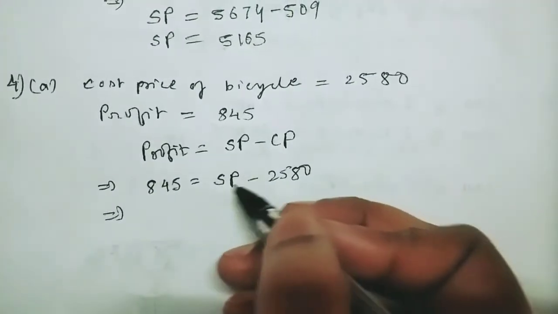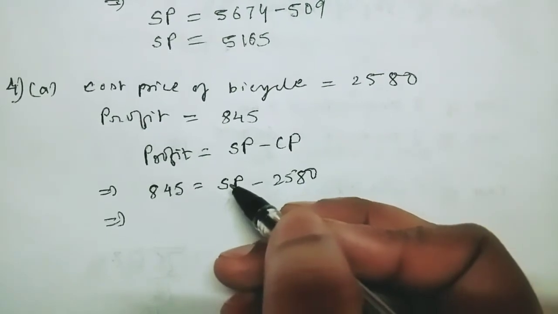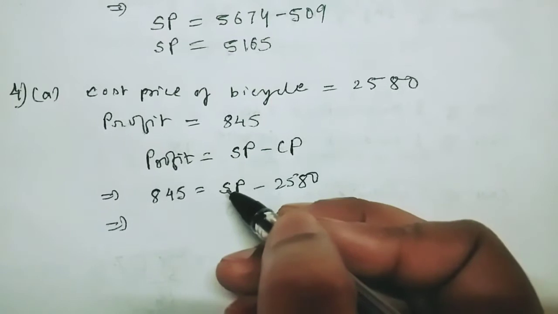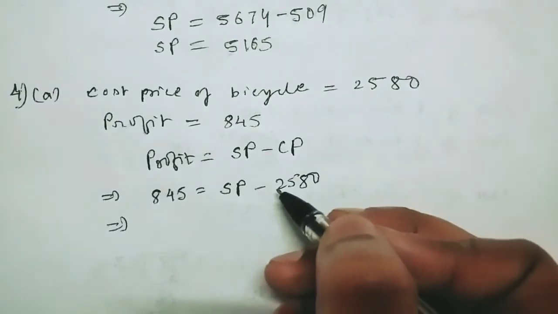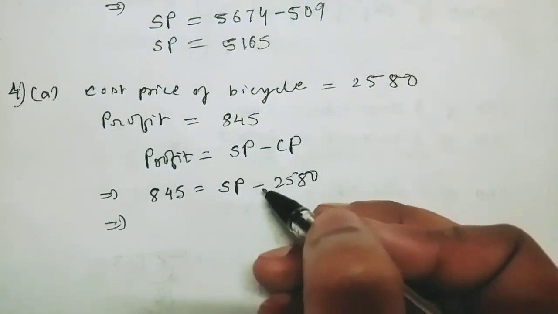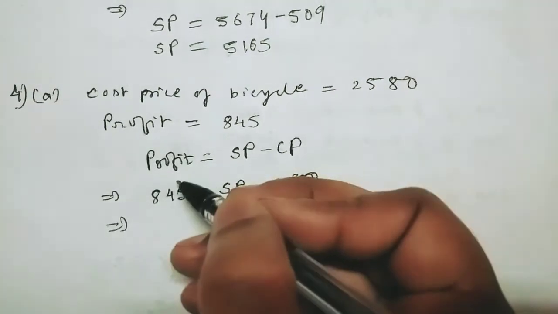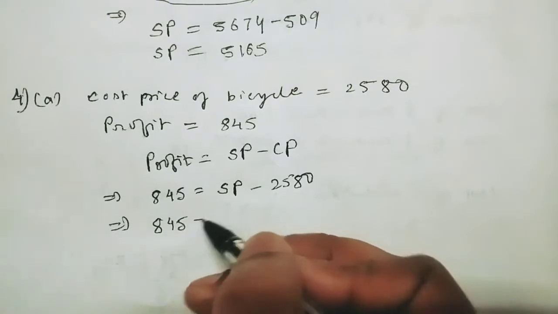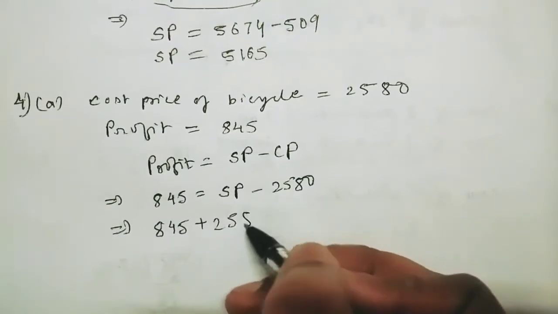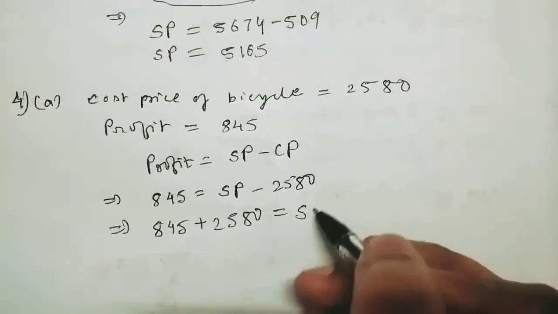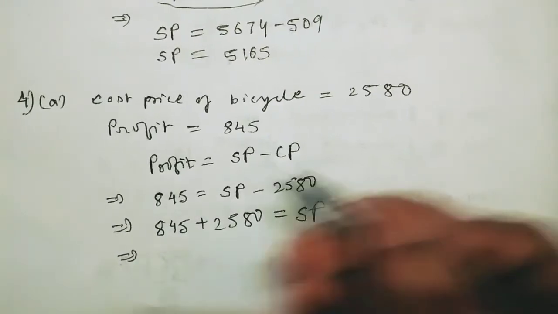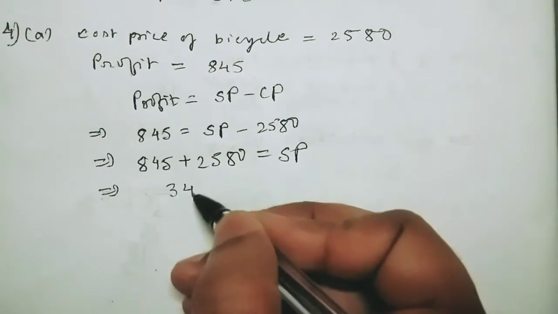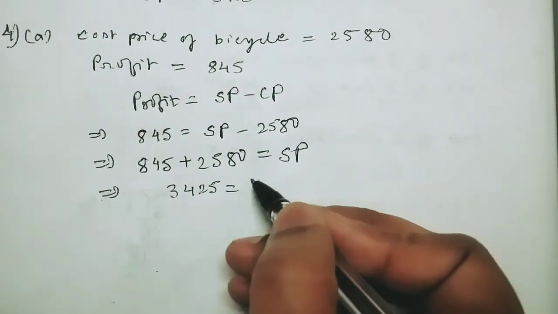Now transfer the quantities. Here see SP you have to find out. That means it is already in plus. It is in positive. So no need to transfer this. We'll transfer this number 2580 because it is minus here. So it will transfer to this side and it will become plus. So 845 plus 2580 equal to SP. Now add both the numbers, then you'll get the SP. Here the answer is 3425. So it is the SP.